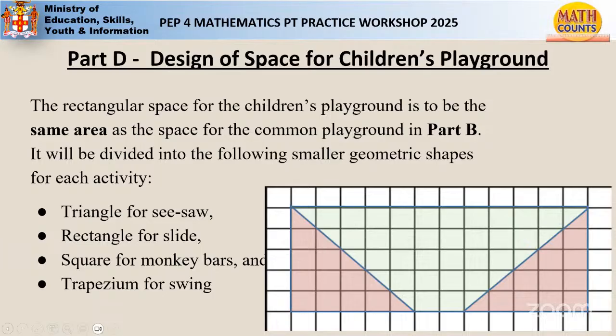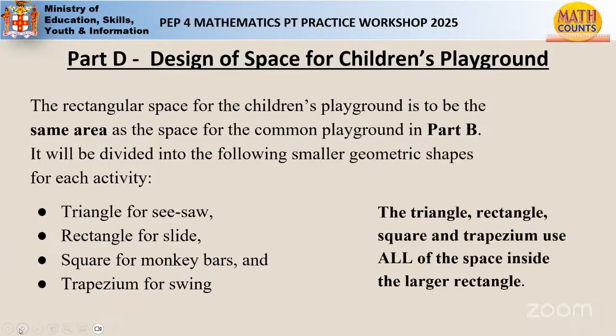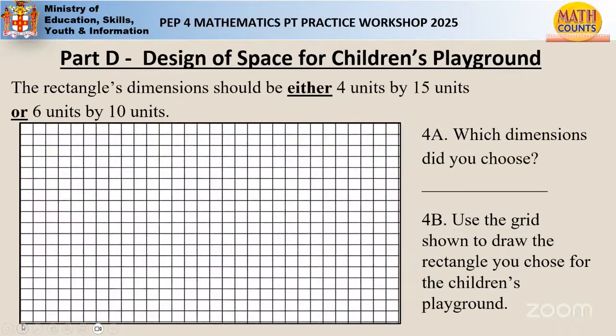So let us see. The triangle, rectangle, square, and trapezium use all of the space inside the large rectangle. And remember, someone stated that it is 60 unit squares that we had before. So here are some limitations that you have. There's a design of space for children's playground. The rectangle's dimension should be either 4 units by 15 units or 6 units by 10 units.